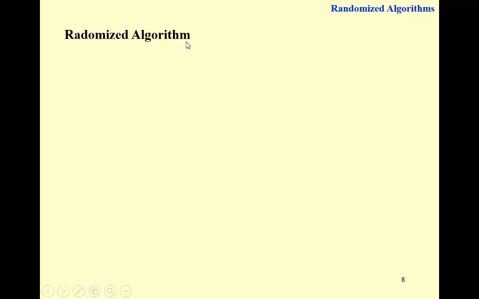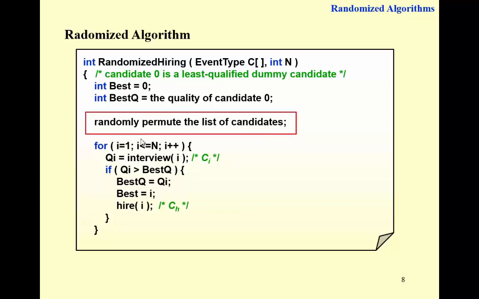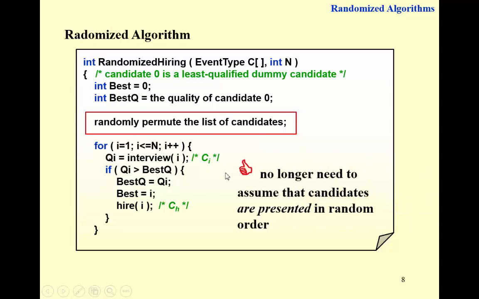That is the randomized algorithm. So this is the pseudocode of a randomized algorithm. Everything is the same except this line. No matter in which order they come, let's randomize them. All right? And the advantage is obvious. We no longer need to assume that the candidates are presented in random order. In short, there's no bad input. We'll make it good anyway.